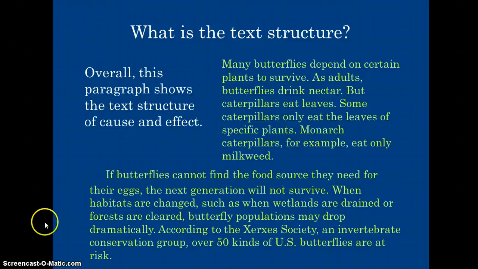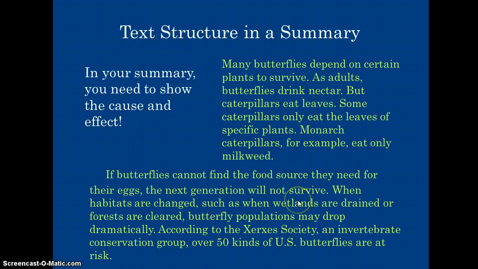Did you get it? Overall, this paragraph shows the text structure of cause and effect. We talk about the need for them to have specific food and specific plants, and then we talk about if butterflies can't find the food, then their next generation will not survive. Here would be the cause, here would be the effect. In your summary, you should show the cause and effect. It'll help you build your summary as well.